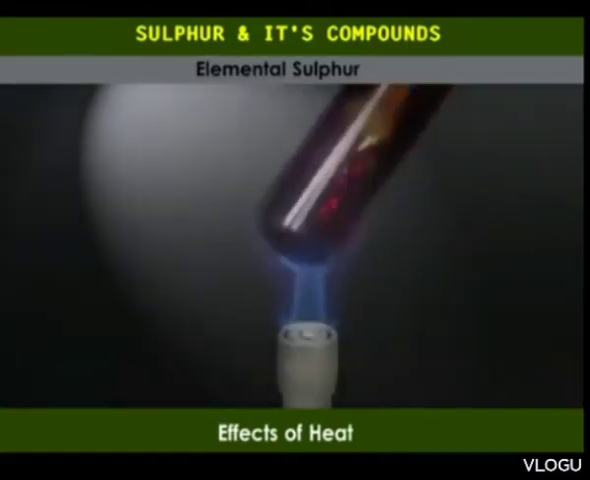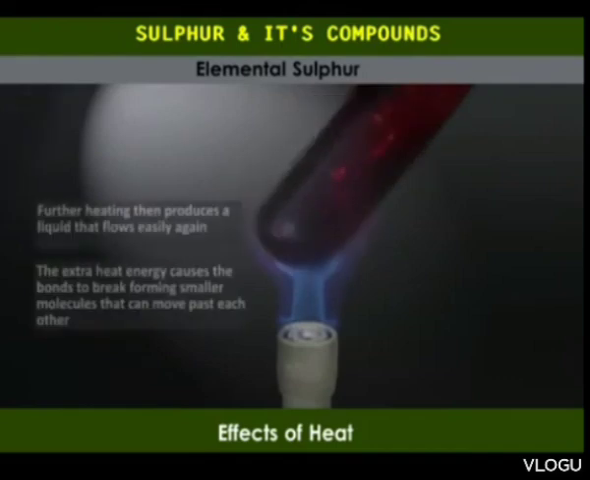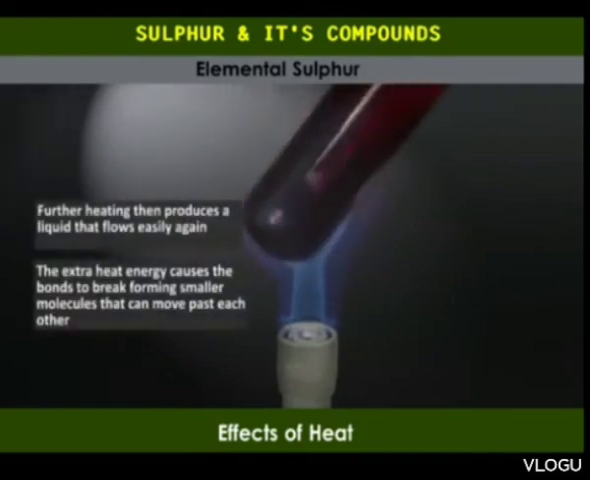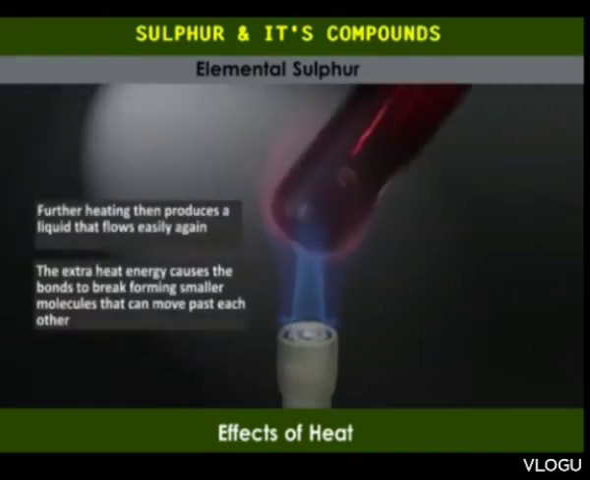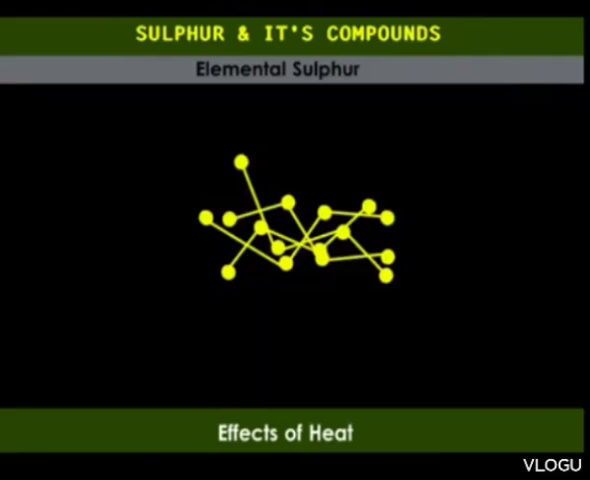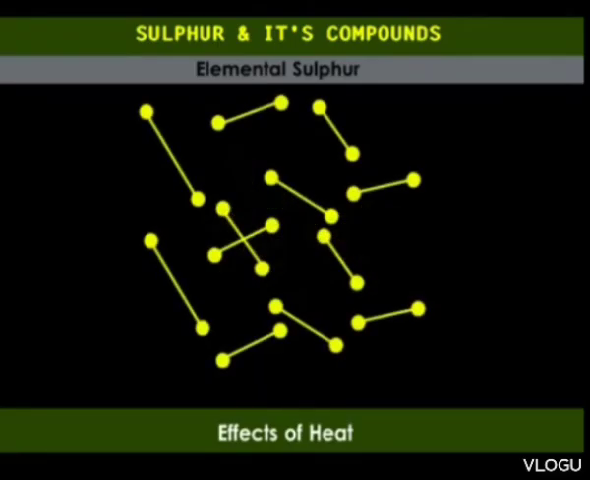As heating continues, the liquid becomes black and flows easily once again. This is because more covalent bonds break, resulting in smaller molecules which are less entangled. This makes the liquid less viscous. At a temperature of 444 degrees Celsius, the liquid will boil, forming a brown vapor because the molecules become smaller and smaller.